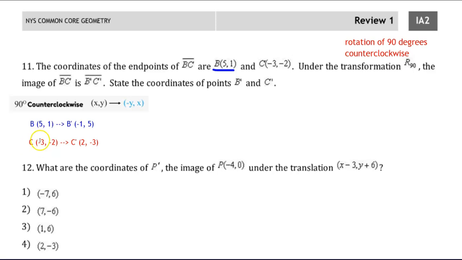Now check out how we did it here, right? The original point, the pre-image was C, which was -3, -2. That's from here. I'm going to take the x value, bring it to the end, and keep its sign. So -3 stays -3, but just goes to the end of the point. The y value of the original point, in this case is -2, is going to go to the front of the new point, the front of the image, and it's going to change its sign. Start off as -2, comes to the front, and changes its sign to +2. This is called a transformation, a rotation of 90 degrees counterclockwise.